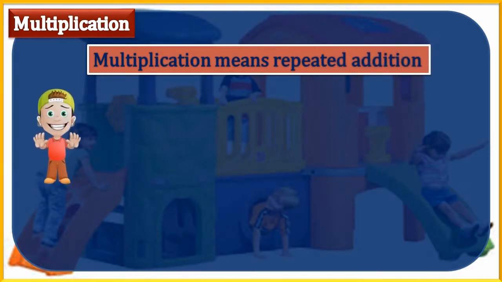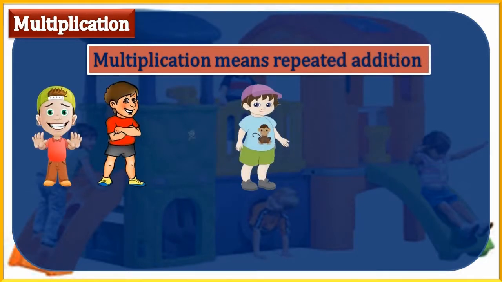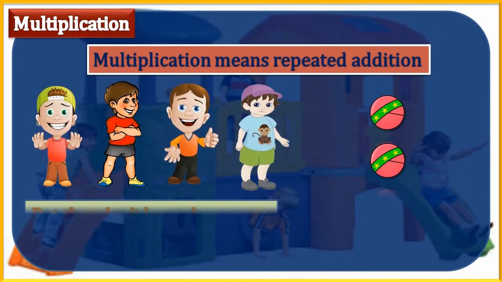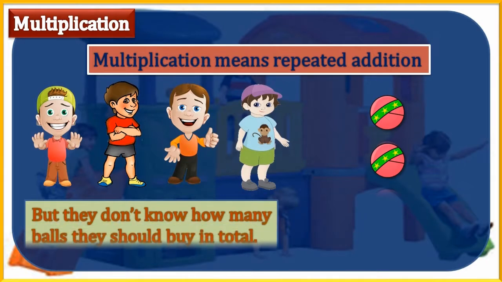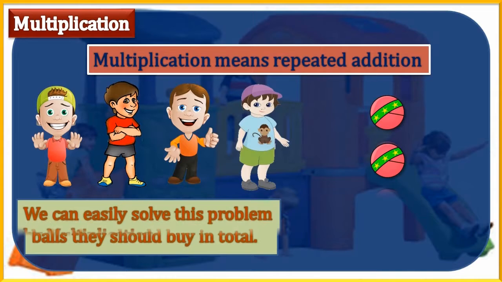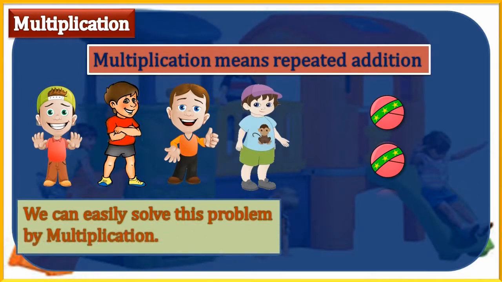Suppose there are 4 friends and each friend wants to buy 2 balls, but they don't know how many balls they should buy in total. We can easily solve this problem by multiplication.